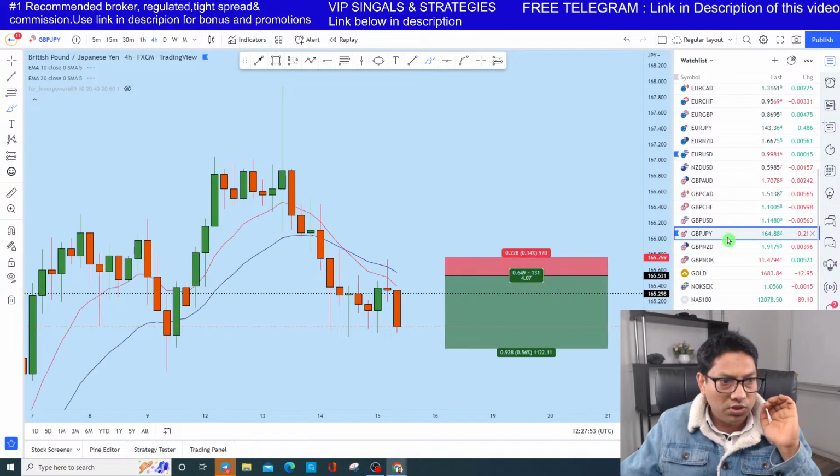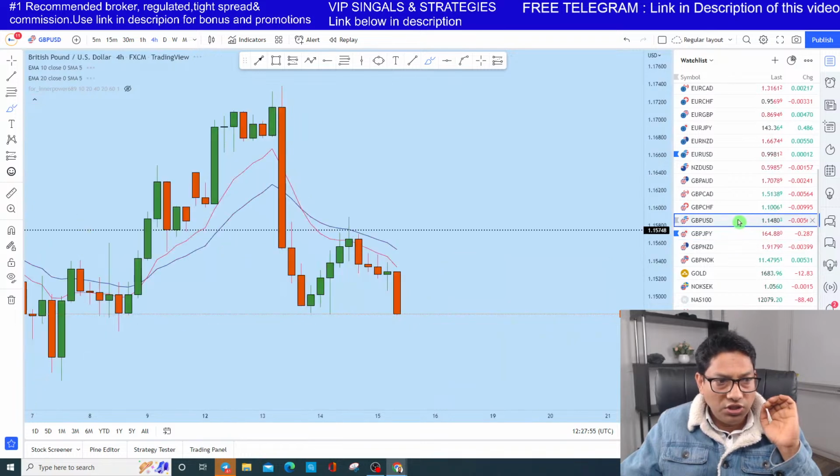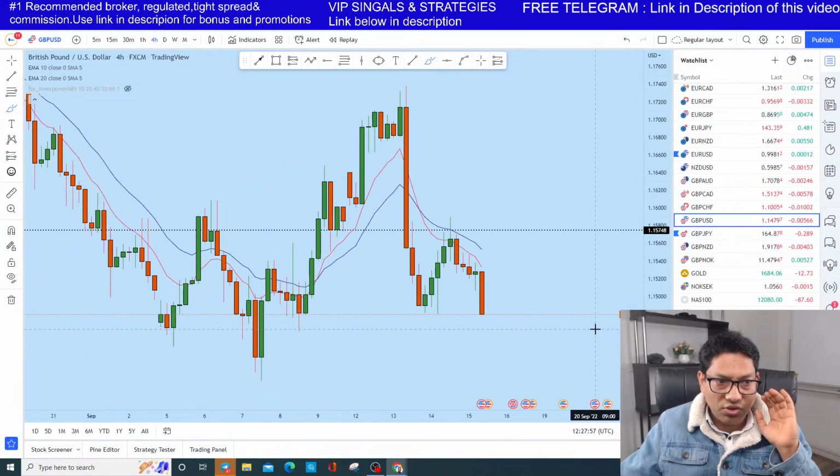GJ also, there is a big drop. GU, okay, GU is extremely bearish. You can see that, guys.